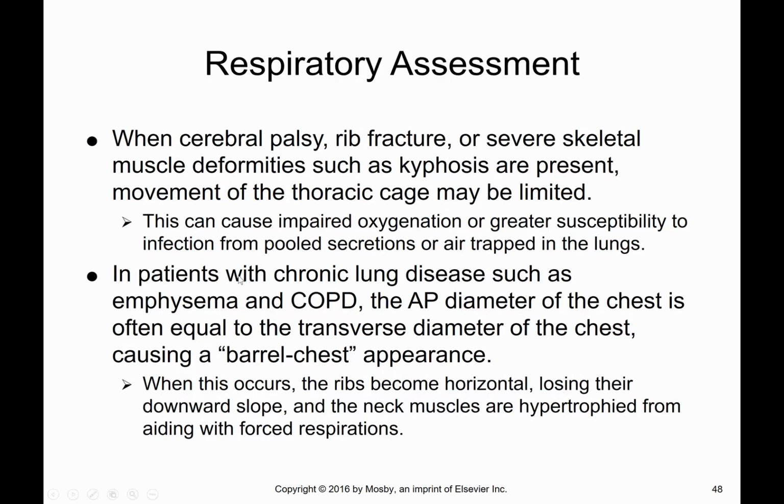So if you go to auscultation.com, I think I mentioned this to you, you can listen to some of the abnormal breath sounds that we listen for, and those abnormal breath sounds will probably tell you what's going on with the patient, okay?